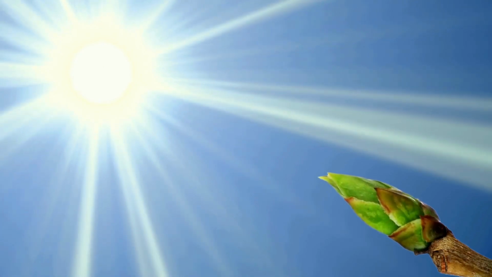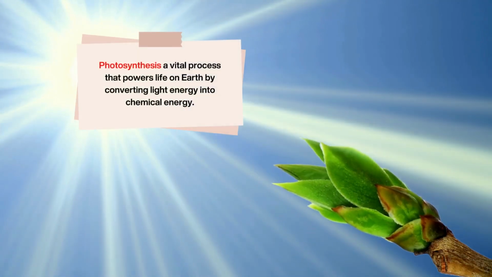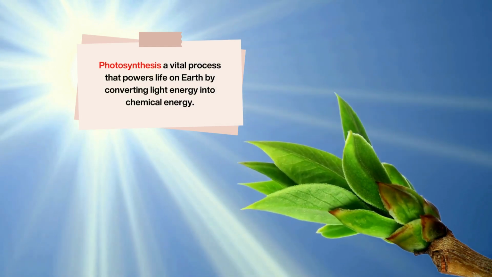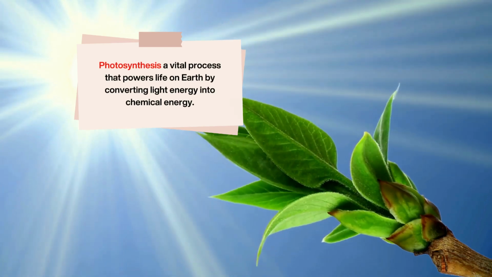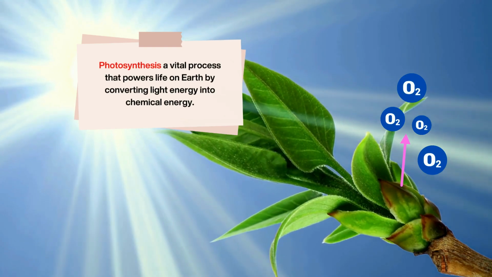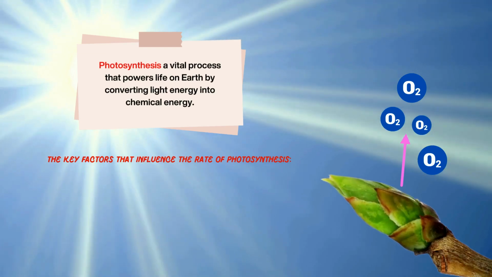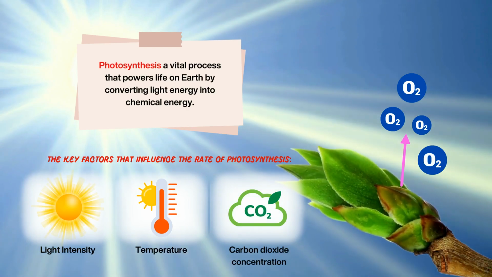So far, we've looked at the core concepts surrounding photosynthesis, which is a vital process that powers life on Earth by converting light energy into chemical energy. We've explored how plants, like the ones we'll be studying today, produce oxygen as a byproduct of this process. Specifically, we've discussed the key factors that influence the rate of photosynthesis, such as light intensity, temperature, and carbon dioxide concentration.